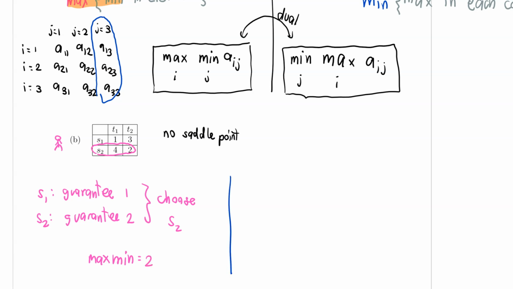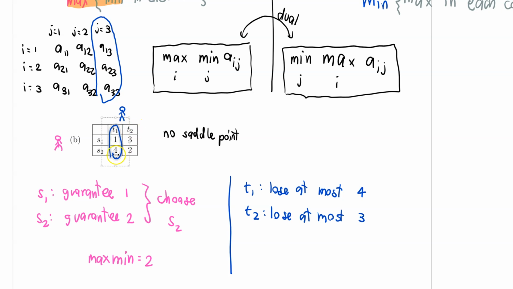How about Bob? What if we look at this from Bob's point of view? Bob has to decide between T1 and T2. If he chooses T1, he's going to lose at most $4, because in the worst case scenario he's going to lose $4. If he chooses T2, on the other hand, he's going to lose at most $3, because he'll either lose $3 or $2. So in the worst case scenario, he's going to lose $3.